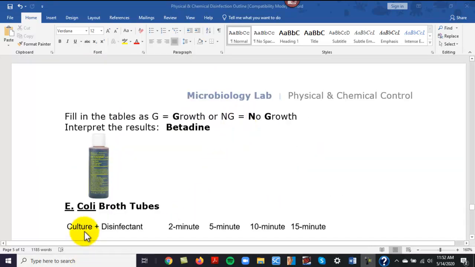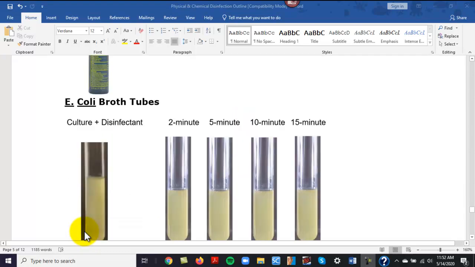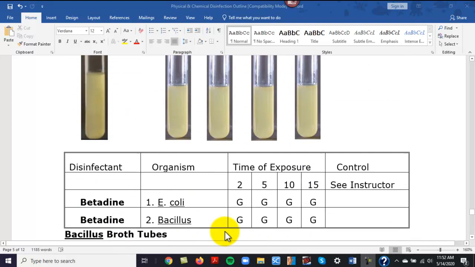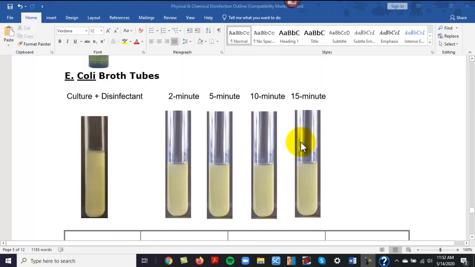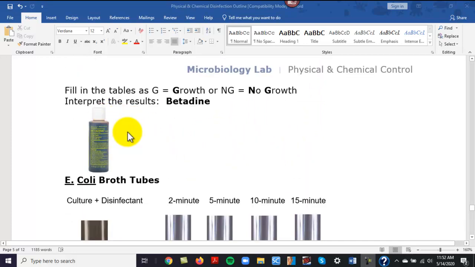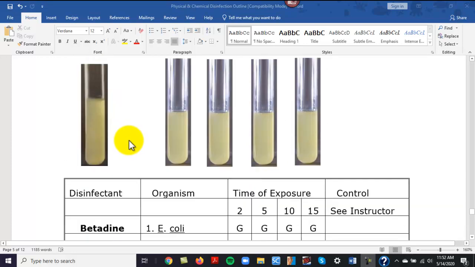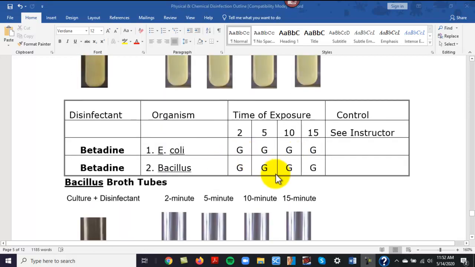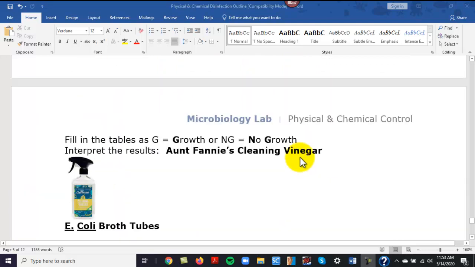Betadine, which is what's used for skin. Now, it is an antiseptic, but betadine usually did not have good results either way. There was growth in all the tubes, but this is not a setting with skin involved. Skin's acidic, and betadine is a good cleaner. It's not going to kill a spore former. Sometimes it did kill some of the E. coli, but a lot of times you had growth in all the tubes.